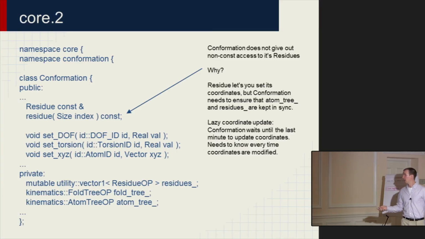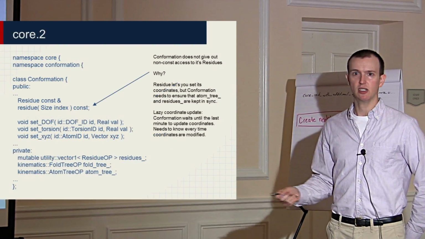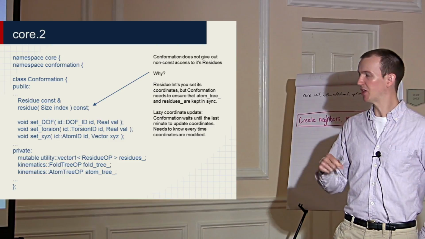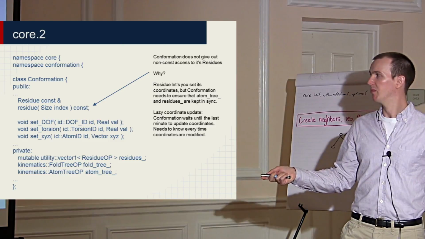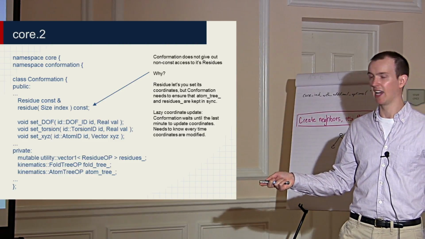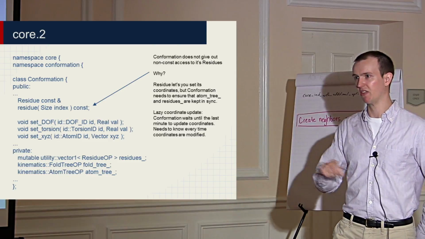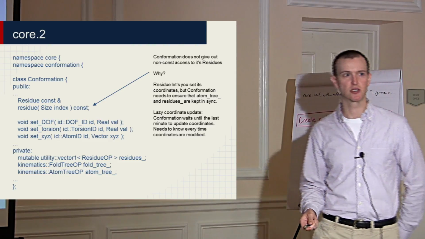So the way you actually go ahead and change a conformation is using these setters. The conformation lets you set a DOF, where you give it a DOF ID and the new value, or set a torsion by giving a torsion ID and the value, or set a coordinate by giving an atom ID and then a new coordinate. And then the conformation watches you while you do this, right? It's keeping track of the changes that you're making. And it's going to know that the next time that you try to get this data, it's going to have to migrate some of that data into the appropriate places.